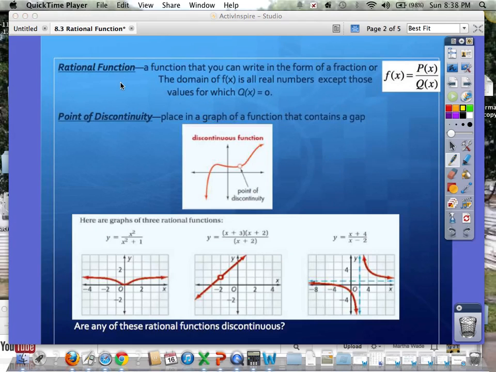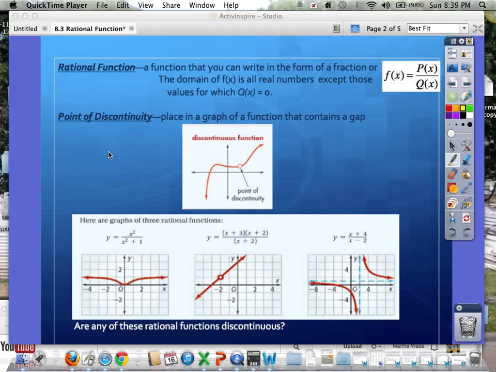All right, so a rational function is a function that you can write in the form of a fraction, or f of x equals p of x divided by q of x, and the domain of f of x is going to be all real numbers except those that make the value of the denominator, or q of x, equal 0. So the domain will be everything except for anything that limits it in the denominator.